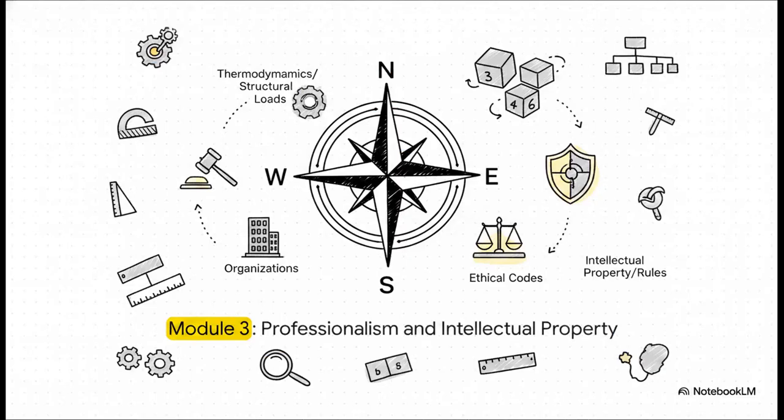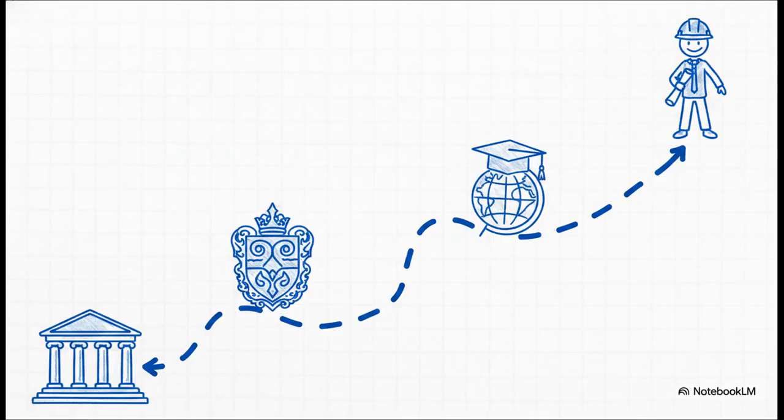Shifting our 3D view over to Module 3, the rules of the game. This covers professionalism and IP, acting as your professional compass. If you want to become a recognized professional engineer, a PEng, you've got to navigate some pretty strict frameworks. In Malaysia, that means deeply understanding the functions of the Board of Engineers Malaysia, or BEM, and the Institution of Engineers Malaysia, IEM. Plus, your degree is shaped by the EAC to ensure it meets Outcome-Based Education, or OBE, standards.